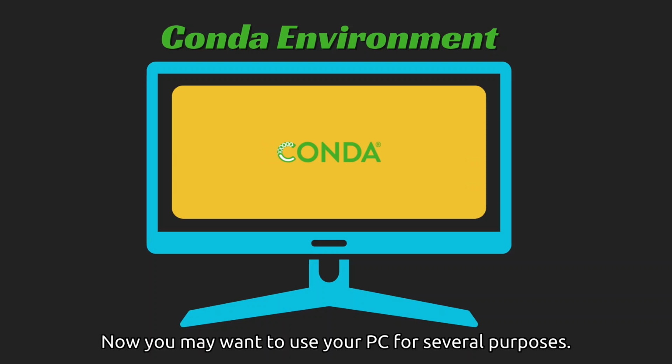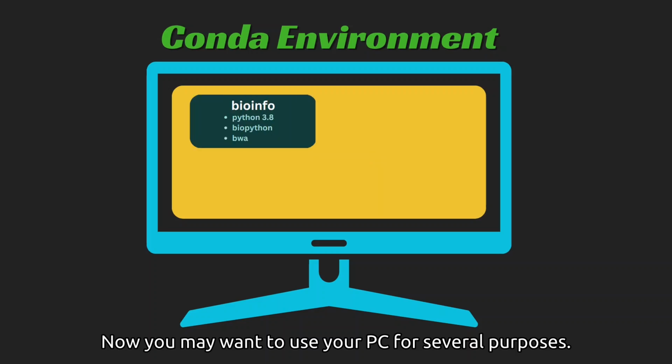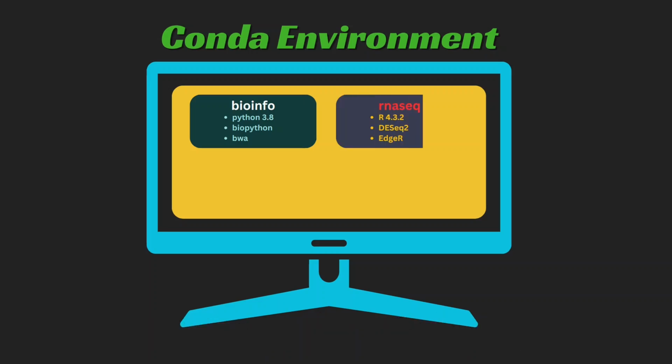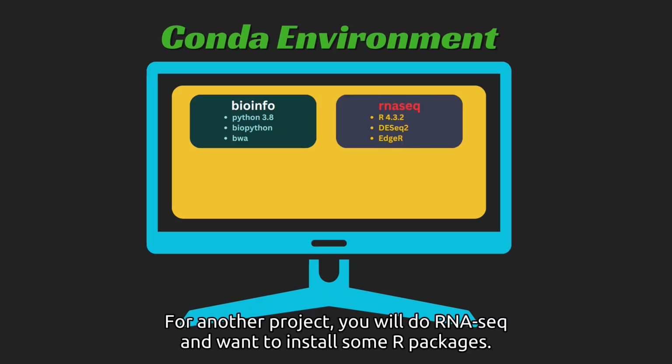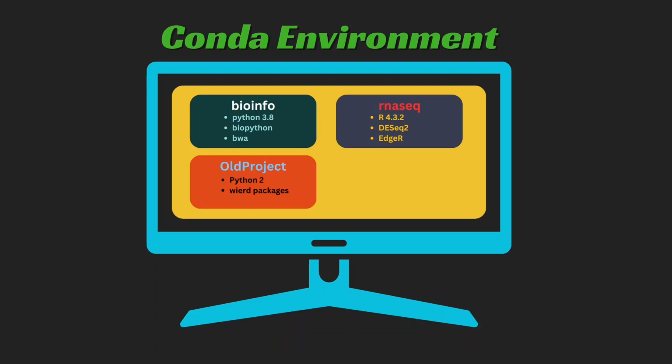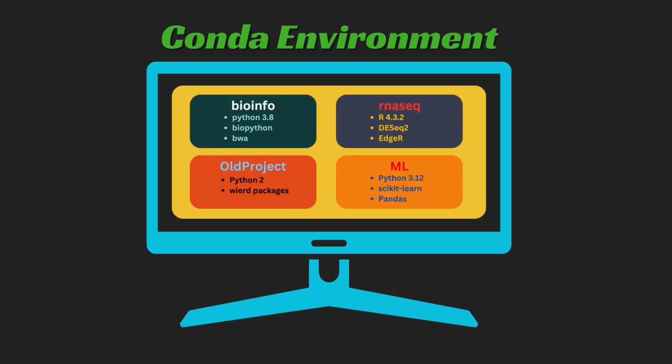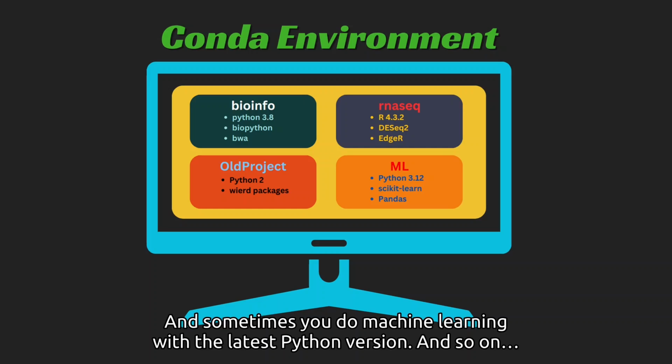Now you may want to use your PC for several purposes, like some bioinformatics tasks, for example mapping, where you will need Python 3, BioPython, or some mapping software. For another project, you will do RNA-seq and want to install some R packages. Or you may also work on an old project that require Python version 2 and some weird packages as dependencies. And sometimes you do also machine learning with latest Python version and so on.